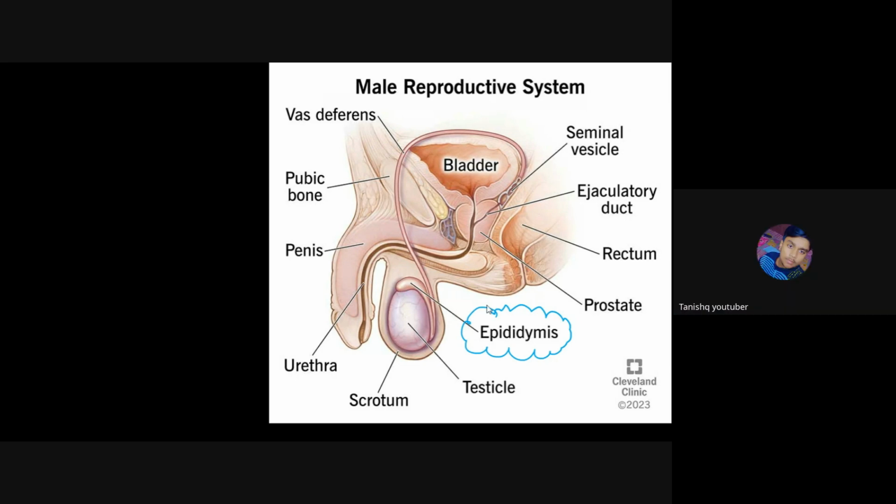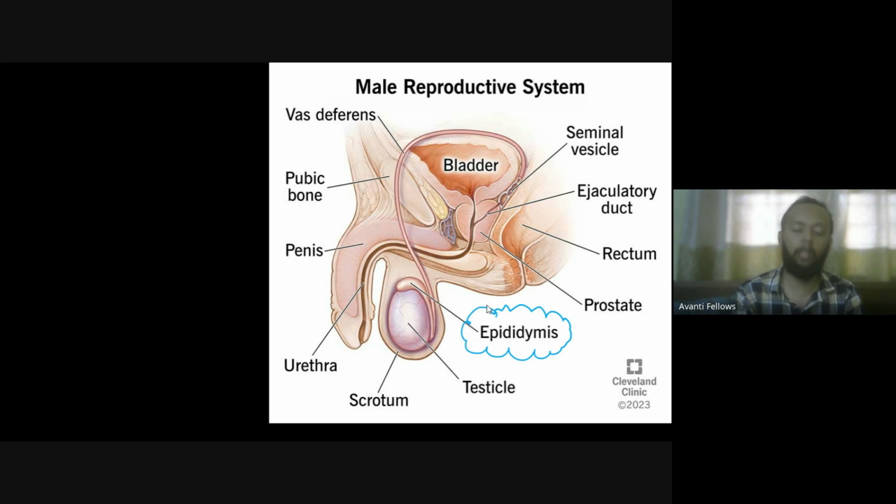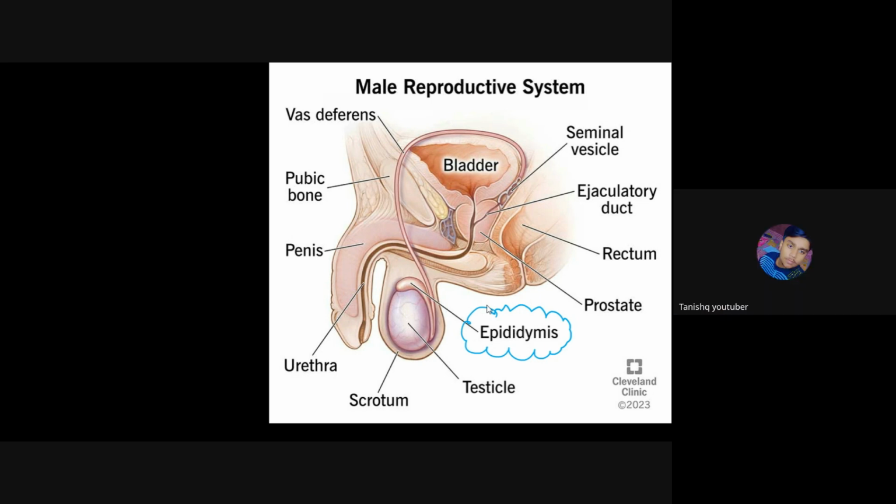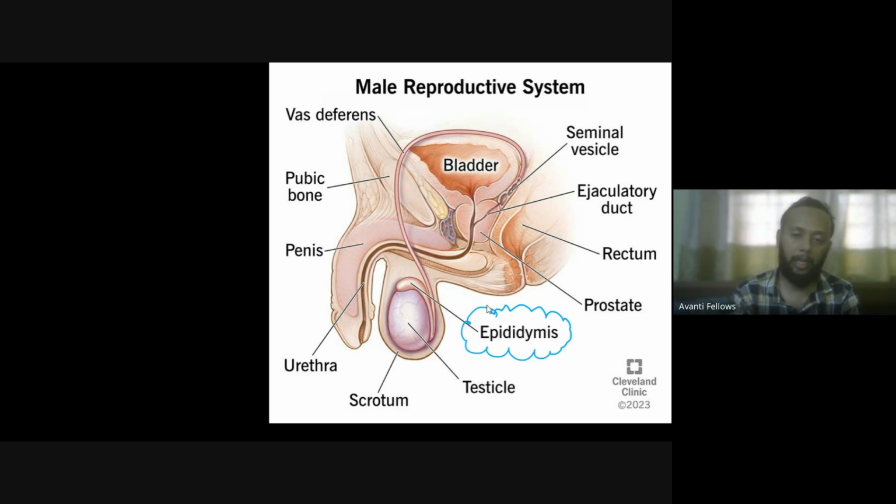Maturation and storage of sperm. Right, sperm maturation, storage of sperm. And when I say maturation, I can also say over there the motility of the sperm is acquired in this particular area. Very true.